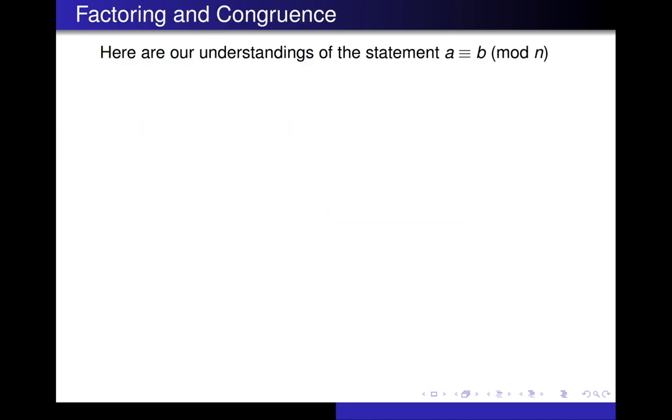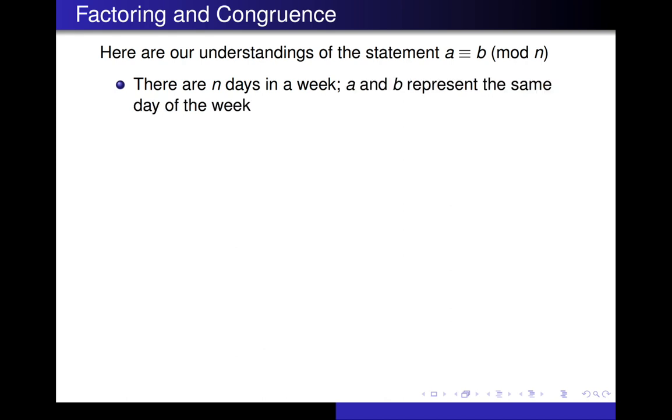The last thing I want to talk about is factoring and how it relates to congruence. But before I talk about factors, I want to talk about one more way that we can understand congruence. So let's say we have the statement A is congruent to B mod n. We have two different ways that we understand that so far. The first way is the days of the week or hours in a day type of model. It says there are n days in a week, and then A and B represent the same day of the week. And as I mentioned, if you like the clock analogy, that's fine. Or if you like the date of the year, that's fine too. Anything that helps you understand, anything that has a cyclical nature, is a perfect way of understanding congruence.